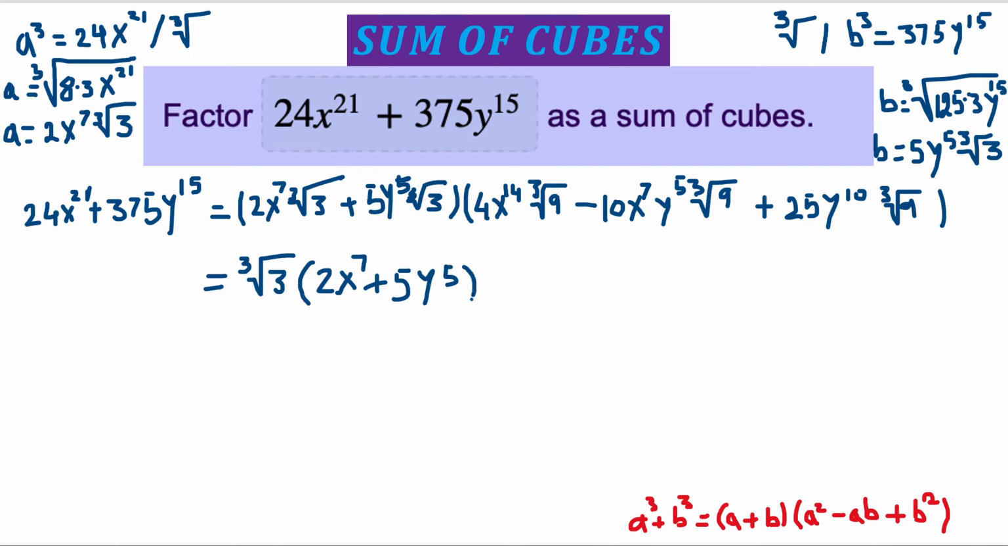And now I'm looking here at the second factor. What do I have here? Here we have a GCF, it is cubic root of 9. So it's a times cubic root of 9. And what remains else? Here remains 4x to the 14. Minus 10, x to the 7, y to the 5. And the last term is plus 25 of y to the 10.